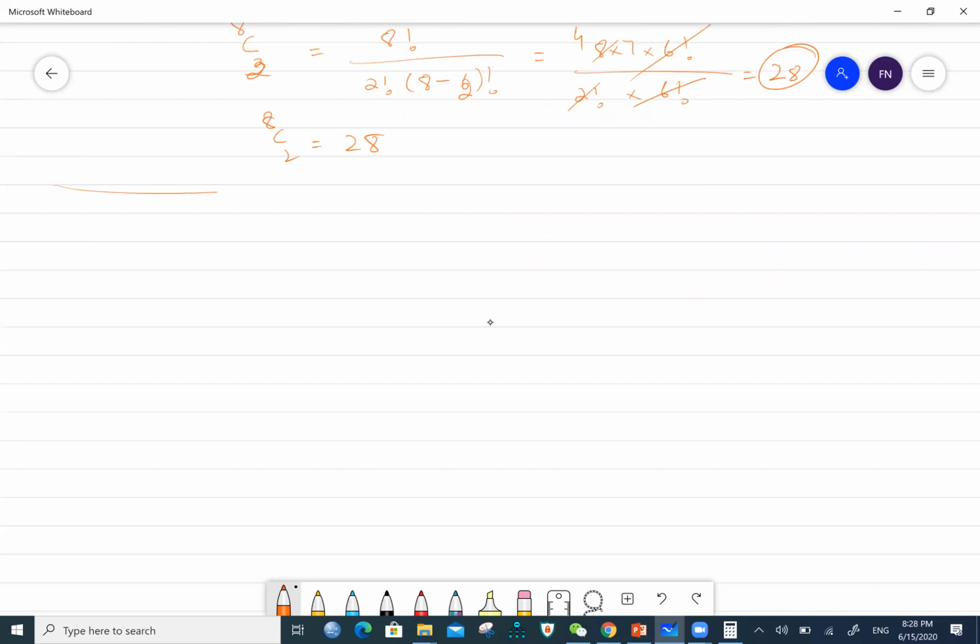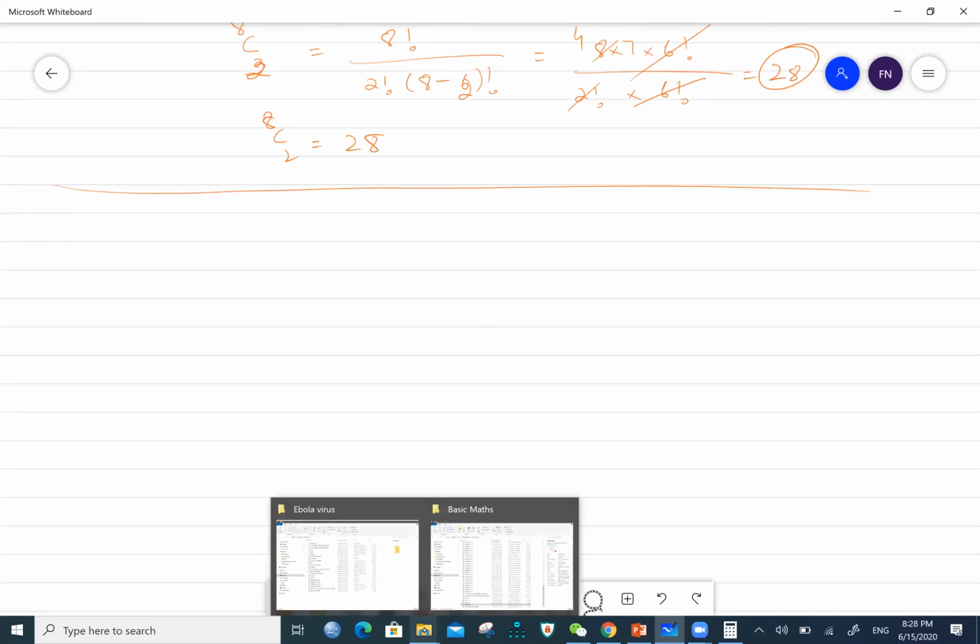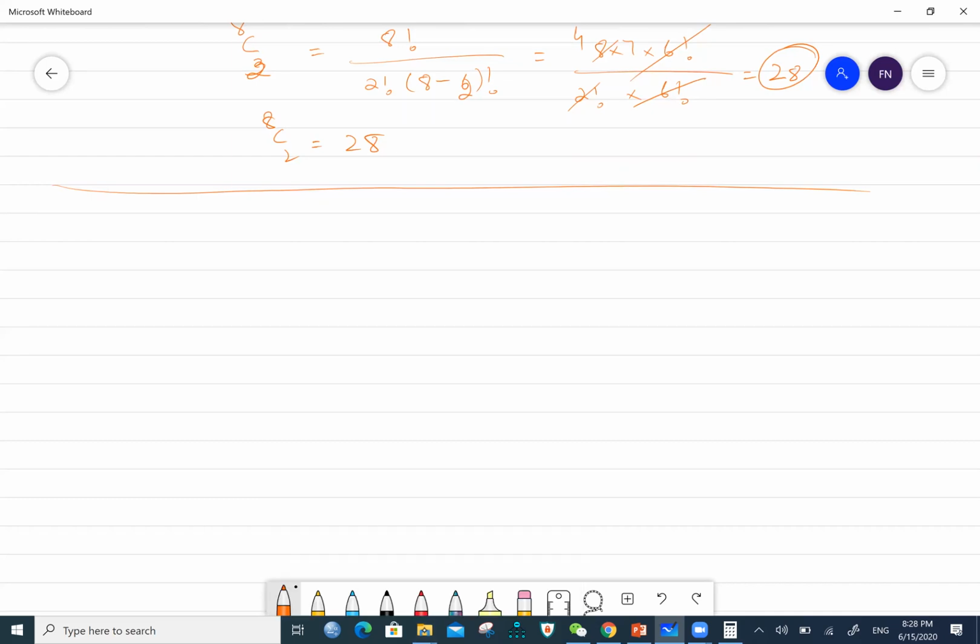Now we take another example. We say that there is a class. In that class, there are 10 boys and 8 girls. Total are 18. We find the probability.